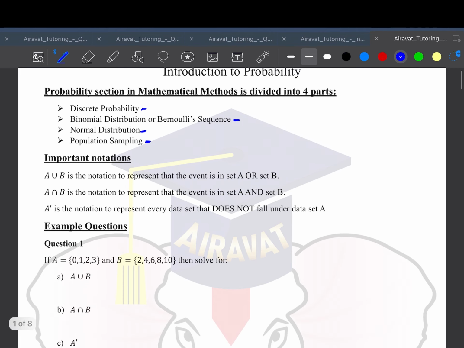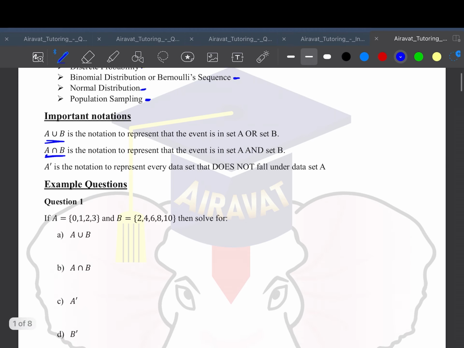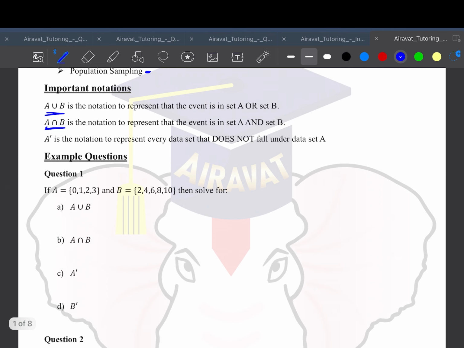Anyway, let's start off by recapping some important notations. A union B is a notation to represent the event that is in set A or set B. A intersection B is a notation to represent that event is in set A and set B. And A dash basically means every other data point or every other event that is not in dataset A. If this did not make any sense to you, don't worry, I have some examples to make it a bit more clear.